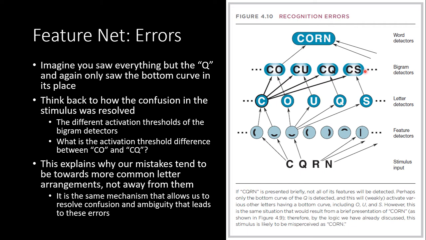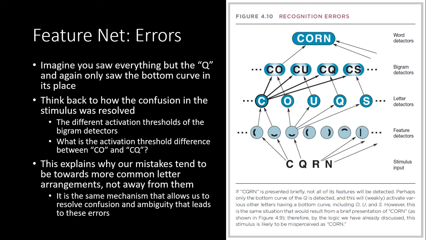And remember what happened when we were talking about confusion. The CO is most readily able to fire because of its lower activation threshold, while CU has a higher activation threshold and CQ even higher still. Now, because there was ambiguity, you don't know for sure that this Q was present, and so the CO, which receives as much activation as CQ, is more likely to fire and create the word corn as opposed to CQ firing and registering the actual word that's present.